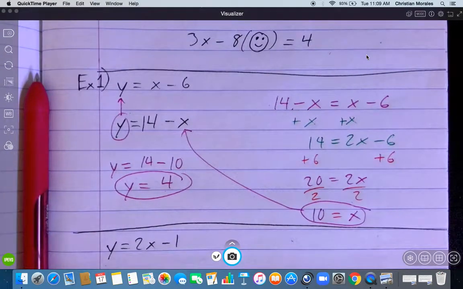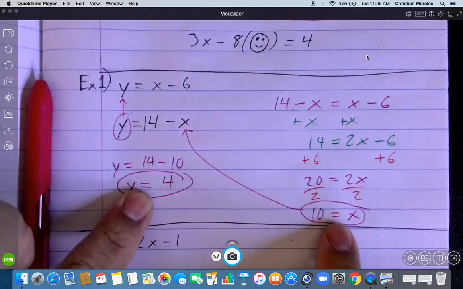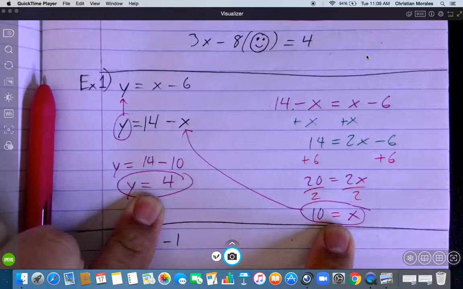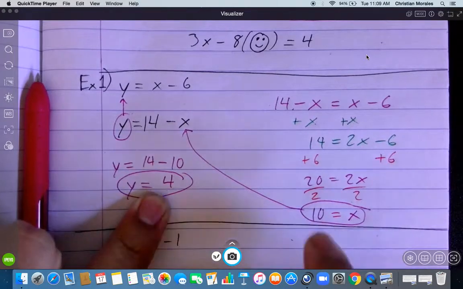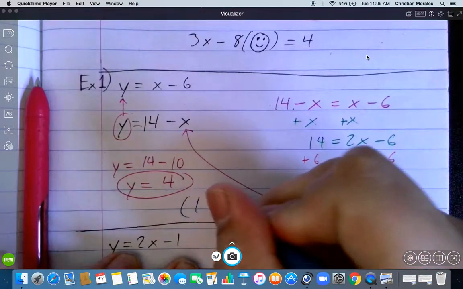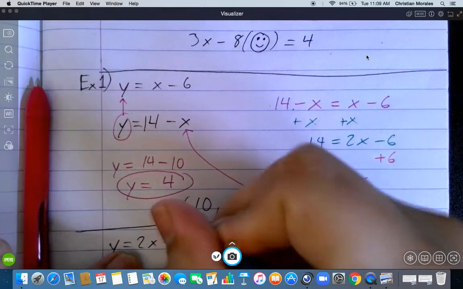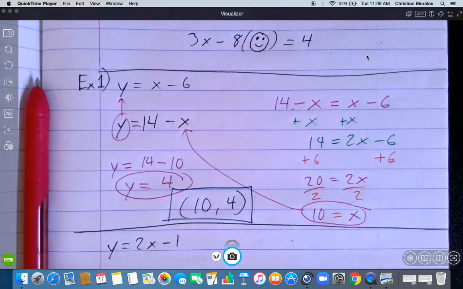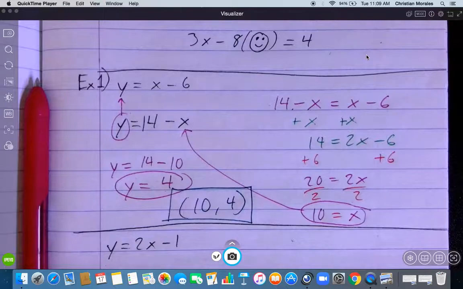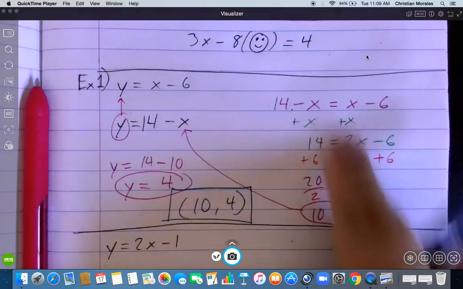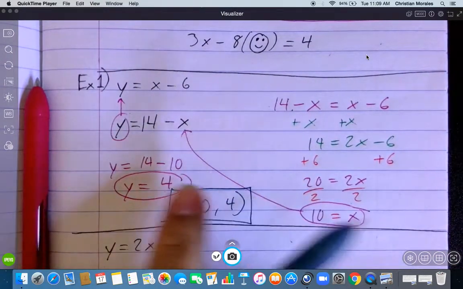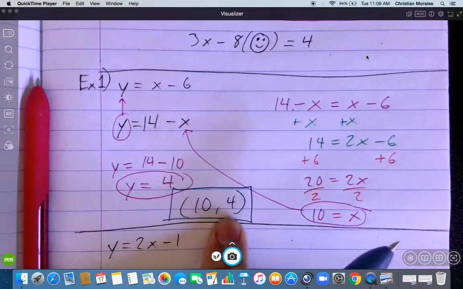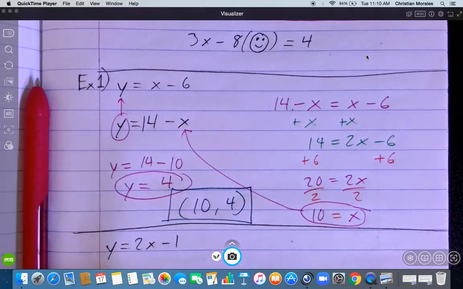So you have your two answers. Now remember, this is two lines. And these two lines meet at this coordinate. What's the coordinate? 10, 4. So if you remember the graphing of these lines, we're always looking for where these lines meet. When you use substitution and plug in one into the other, you're solving for that point. You're getting the information for this coordinate, for that point, okay? Let's do one more.